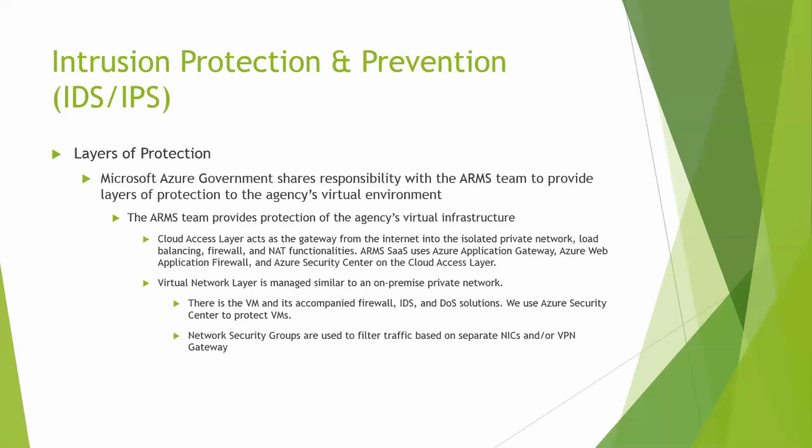Another object at the virtual network layer is called the network security groups. We use those to filter traffic based on separated NICs and/or VPN gateways. So again, we can filter your IPs and subnets to ensure that, among all other things, everyone else that isn't on your network is denied service, whereas you are allowed service.